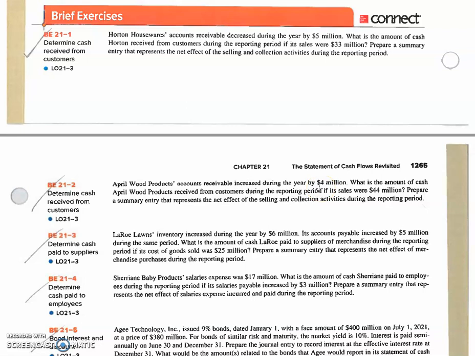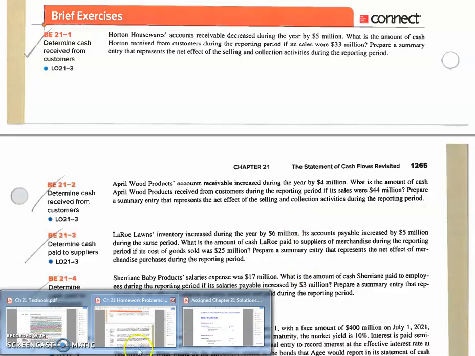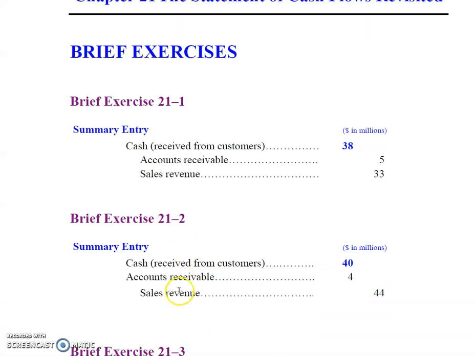Now, again, the way you have to think through this, the way accounts receivable went up was we had more in sales than we had in collections. So if we have a credit for $44 million and a debit for $4 million, we need a debit of $40 million to cash to reconcile that. So cash received from customers is $40 million. Okay, we will stop there and I'll pick up with the next homework problem on the next video.